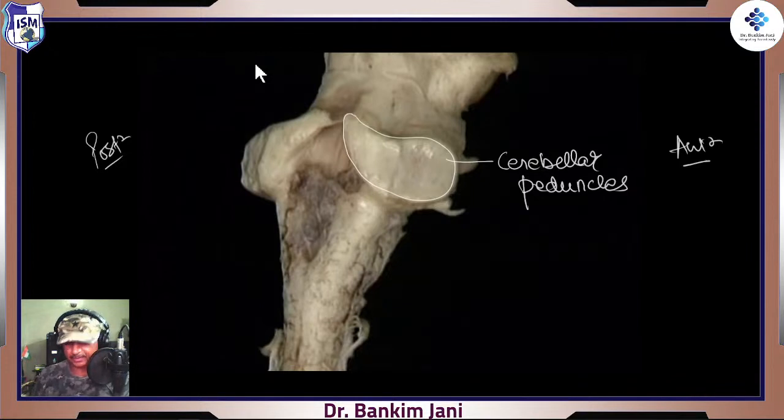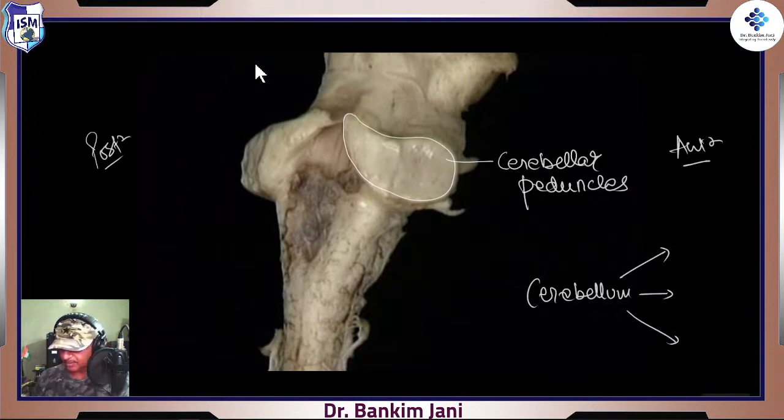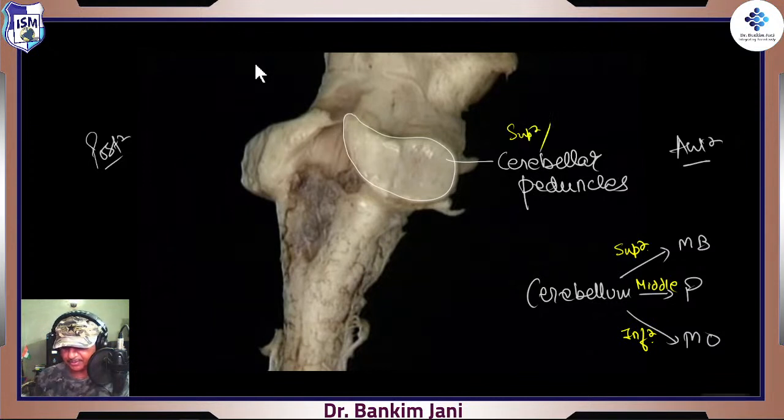Not cerebellar peduncle. Yeah, because the cerebellum is connected with everyone. Here is the midbrain, here is the pons, and here is the medulla oblongata. So with the midbrain, this would be superior, this would be middle, and this one would be the inferior cerebellar peduncle. So thus this consists of the superior, middle, and inferior cerebellar peduncles, right?